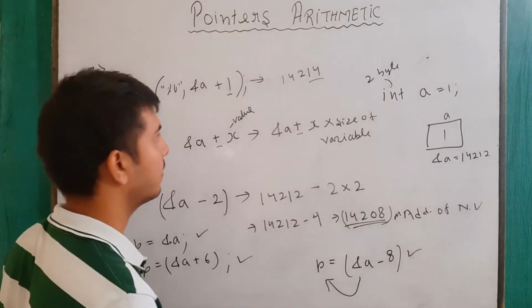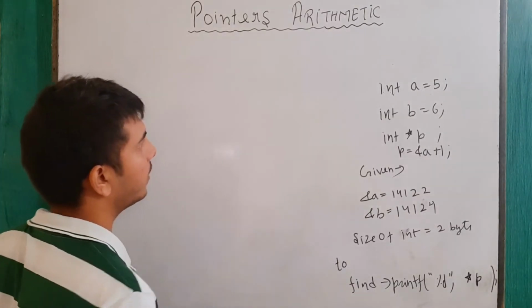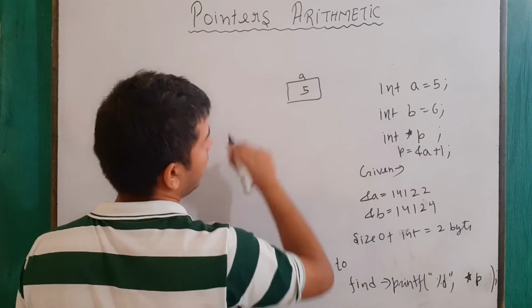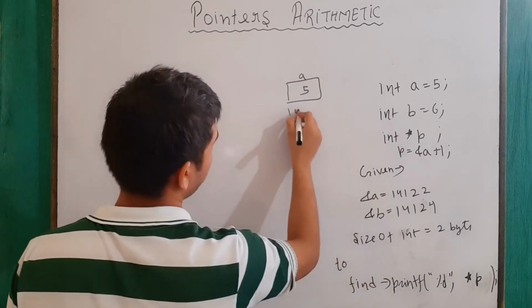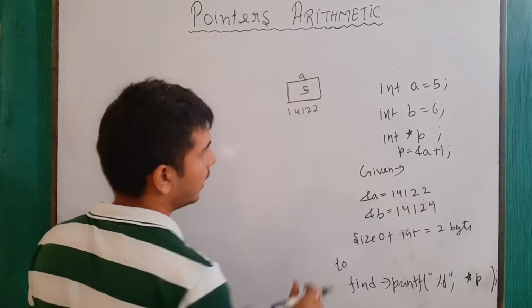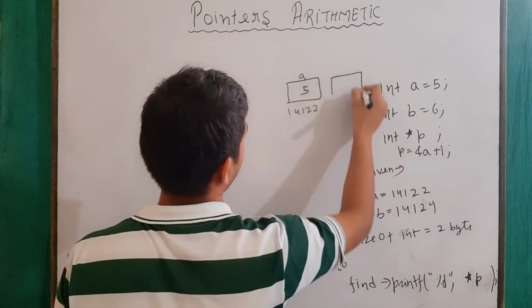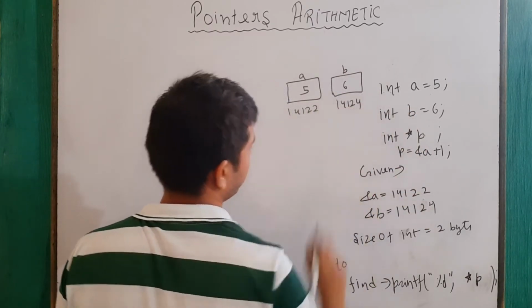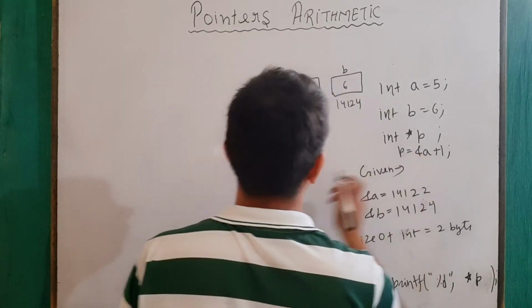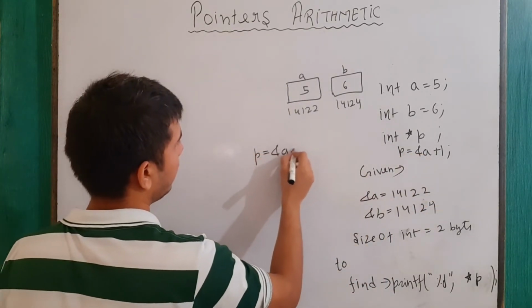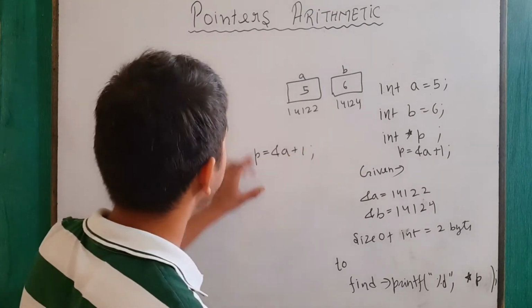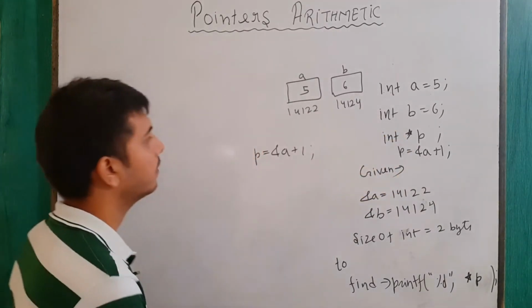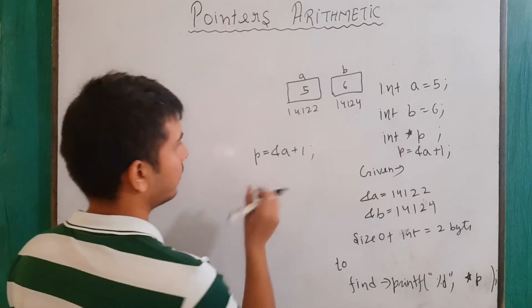Now let's take some examples. Here is an example in which a is assigned 5, and its address is given as 14122. Then b has the value 6 and its address is given as 14124. Then it is written p = &a + 1. Now is this a valid statement? Let's see. This is a single pointer variable, so a single pointer variable can hold the address of a normal variable. We had talked about it.